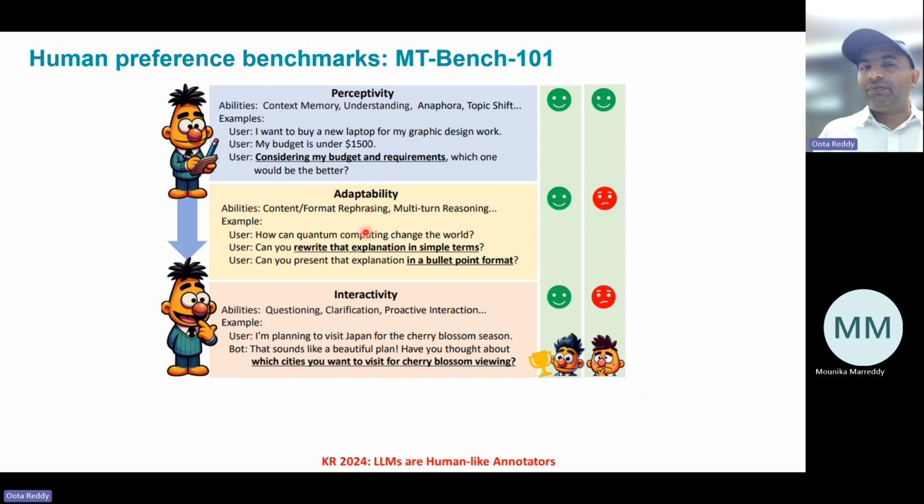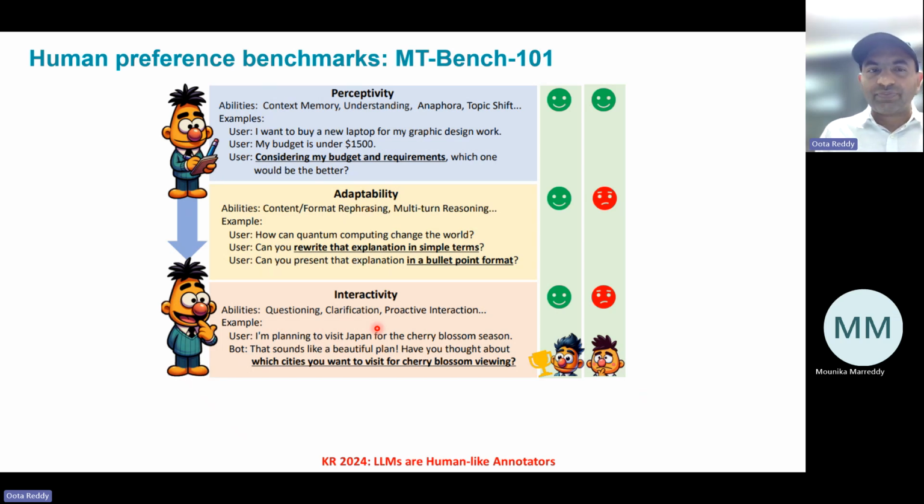Content format rephrasing: for example, how can quantum computing change the world? If you ask, can you rewrite the explanation in simple terms, then the model needs to provide it in a rephrased, simpler manner. Multi-turn reasoning: can you explain clearly why you provided this answer? Then the model has to provide bullet points of the reasoning steps it followed to reach the final conclusion. Interactivity, like questioning and clarification.